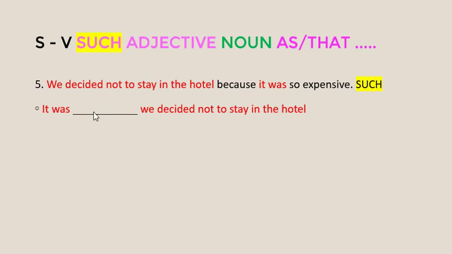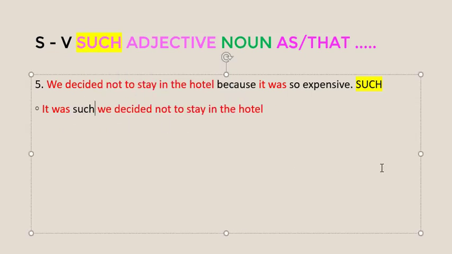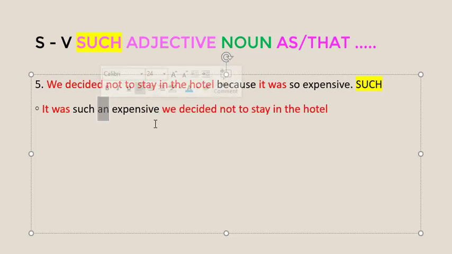Okay, the subject is "it", the verb is "was". Let's continue with the pattern. "It was such", and then we have to use the article, but we have to use "an" because the adjective here that we have to take is "expensive". So we have to use "an". It was such an expensive hotel.